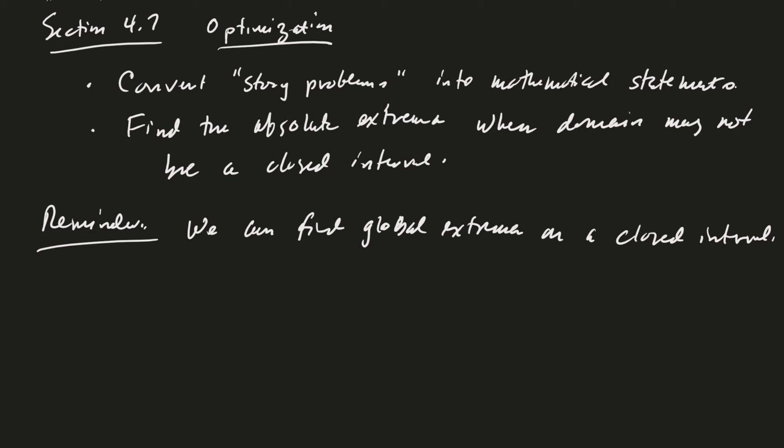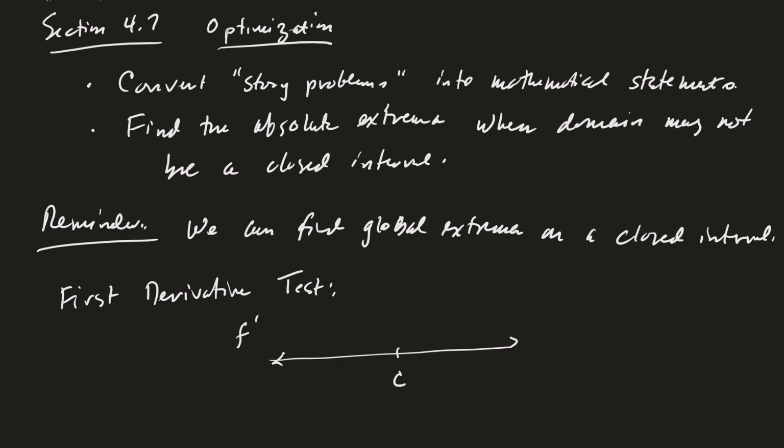So for example, let's take a look at what we're going to call the first derivative test. First derivative test for absolute extreme values. Okay, so suppose that the derivative, if I'm on a number line here, and suppose that I've got a point C here, right? And I know my derivative changes sign from plus to minus at the point C. What can I say about the function globally? Well, the function has to be increasing here, right, and then decreasing here.